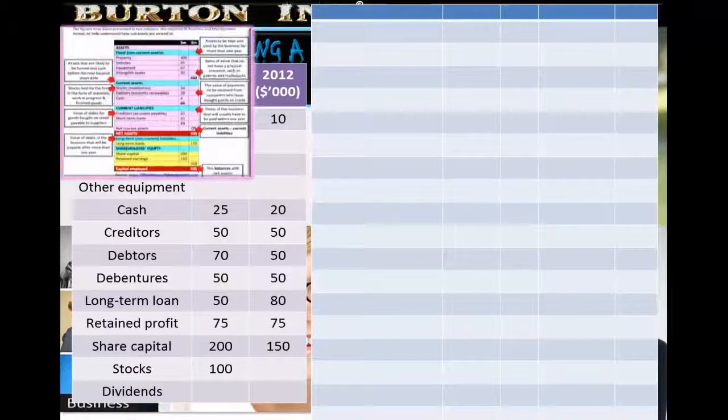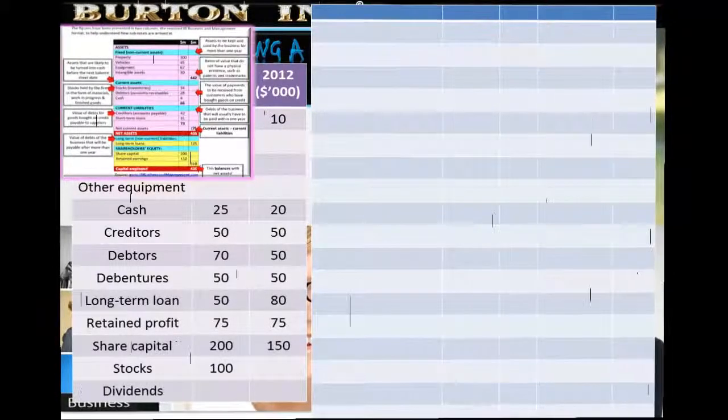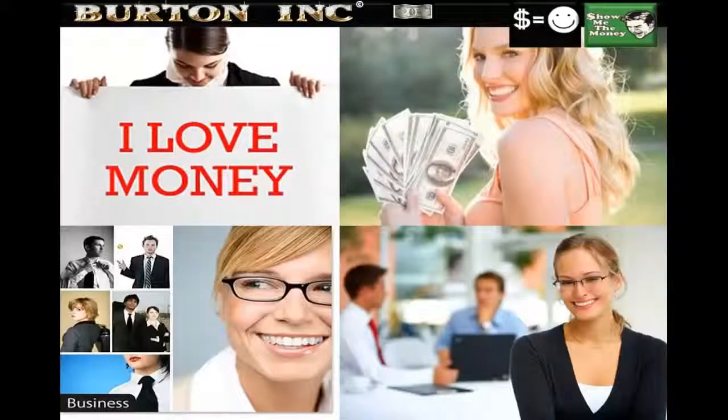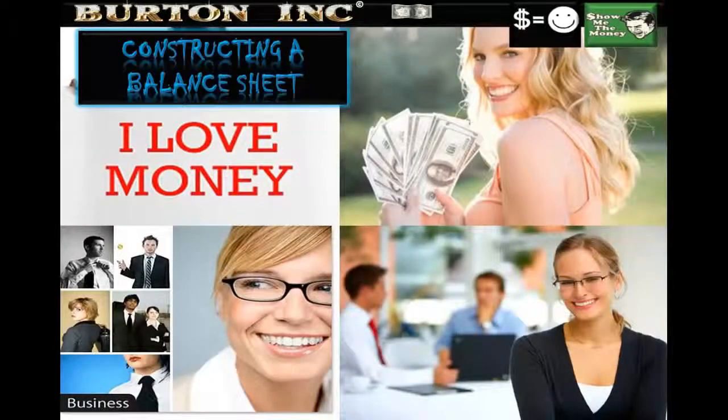The construction of a balance sheet. Constructing a balance sheet.